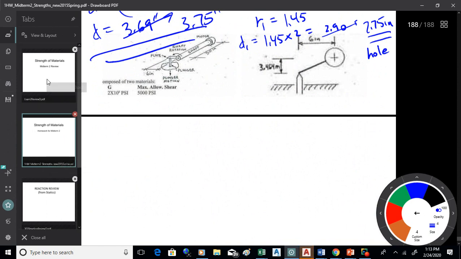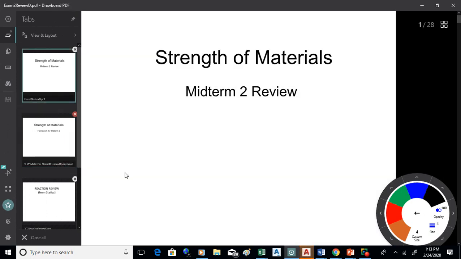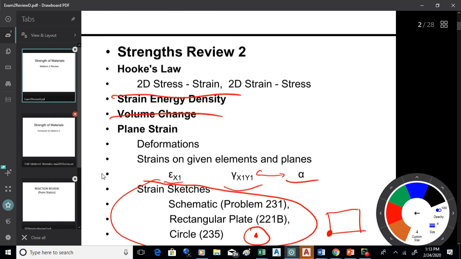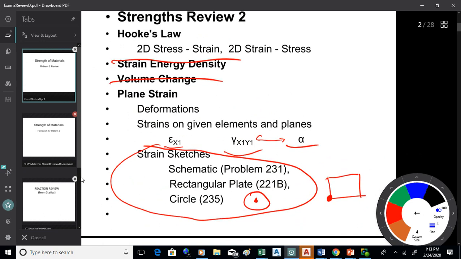All right, now the review here. I handed this out, and it looks like everyone's got a copy. So this goes back to the last midterm, Hooke's law, which converts between 2D stress and strain. Then we did the plane strain stuff, which is the biaxial strain.